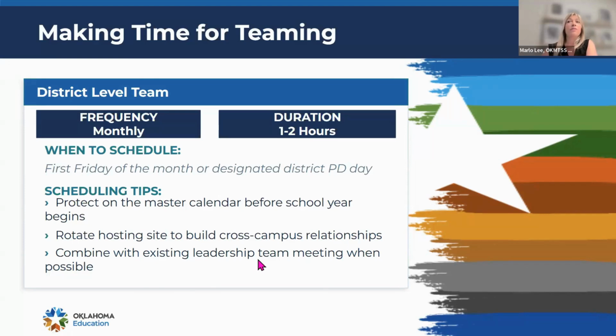Also, when you're trying to figure out and find time, look at what you already have in place. What meetings are already going on? Maybe you have a leadership team meeting once a week or once a month. Can this piggyback off of it, or can it become this? So look at what you already have in place, but definitely want to set aside time and protect it.